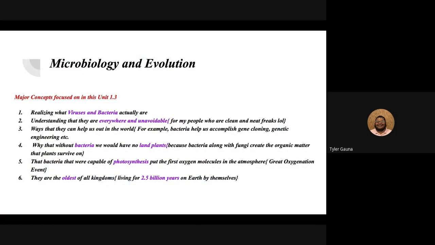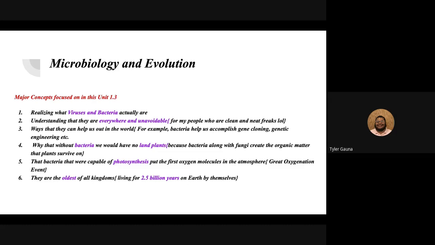So, microbiology and evolution. The major concepts focused on in this unit, 1.3: we're going to realize what viruses and bacteria actually are. We're understanding that they're everywhere and unavoidable. Okay, so my people who are clean and neat freaks, there's no way that you can escape this.